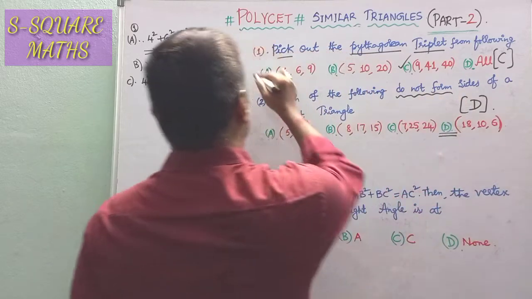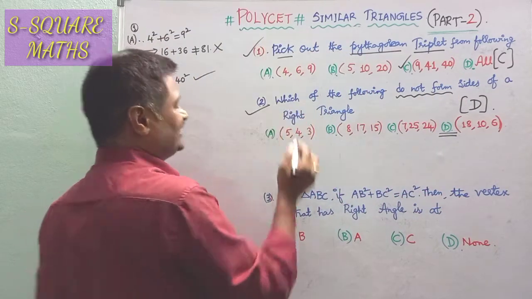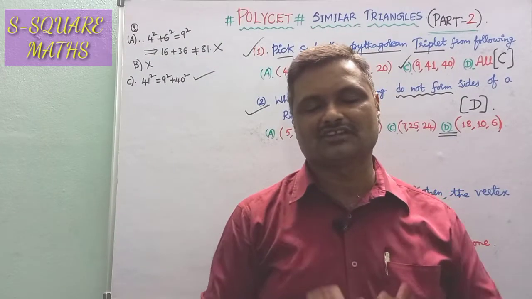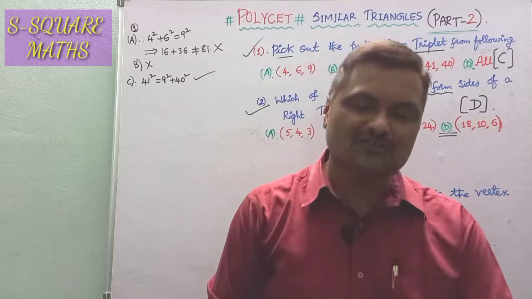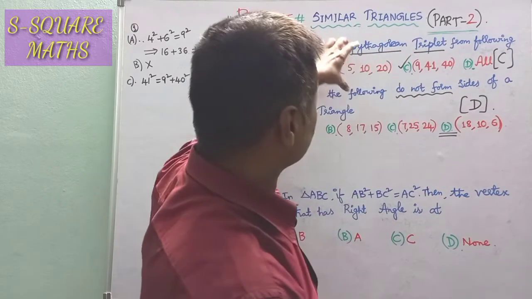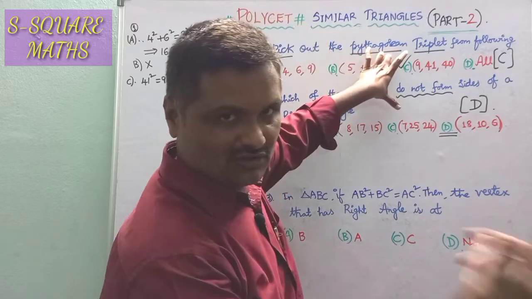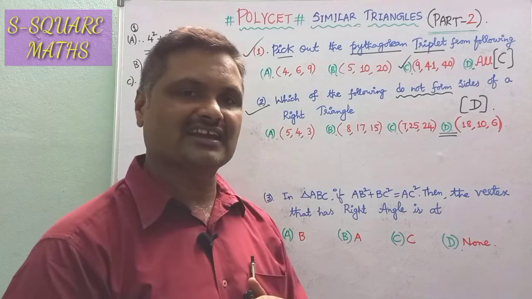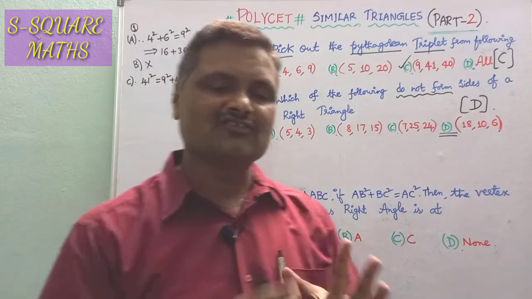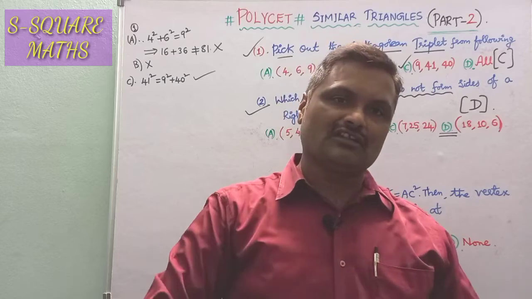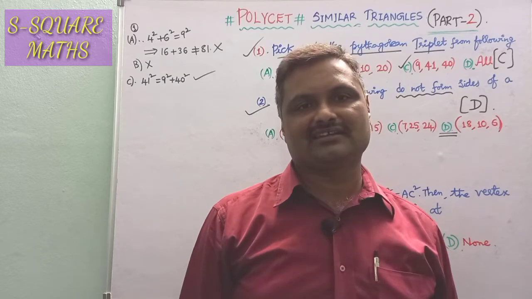So please viewers, the first and second ones here are purely memory based for competitive examinations, or if you are good at calculations you can proceed directly. So please be aware of it. Here, pick out the Pythagorean triplet. Here, which of the following do not form the sides of a right angle triangle. This type of MCQs you can expect at basic level in all competitive examinations and Olympiads.